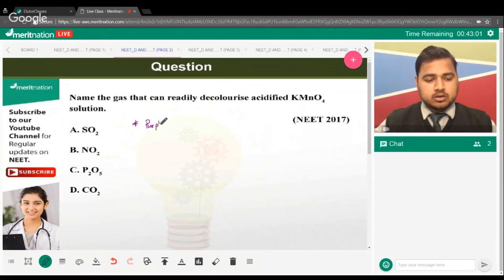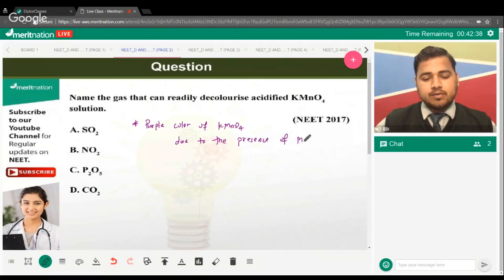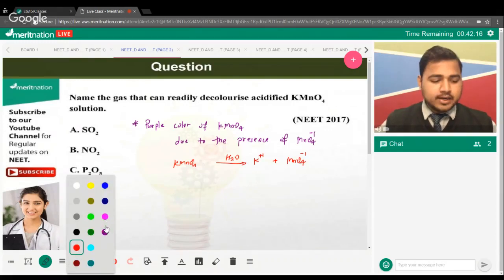The color of KMnO4 is purple. Initially its color is purple. What is the reason? Initially the purple color is due to the presence of MnO4 negative ions. If you form the aqueous solution of KMnO4 by passing it through water, it will become K positive plus MnO4 negative. So these ions are responsible for showing the color.